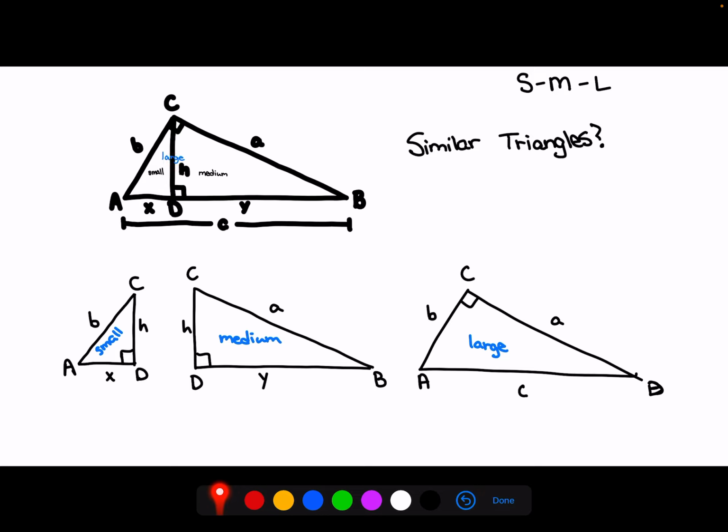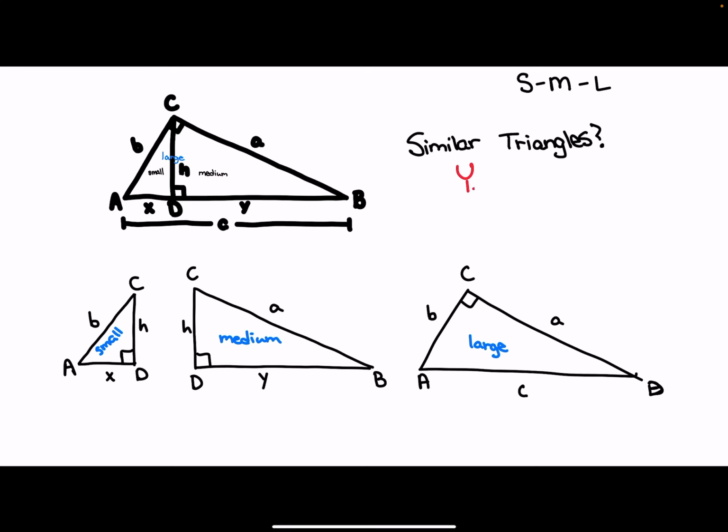Now, what happens here is it creates three different triangles. Of course, we have the large triangle, our original one, triangle ABC. And then we also now have the small triangle on the left side and the medium triangle on the right side. So what happens with this is it creates three similar triangles. So all three of these triangles are similar to one another.